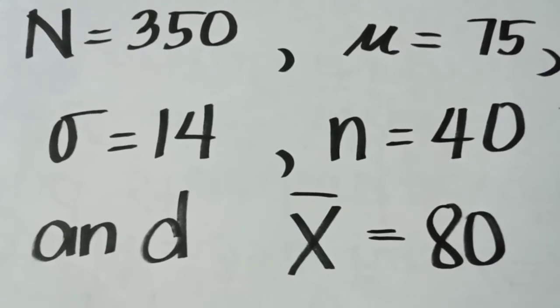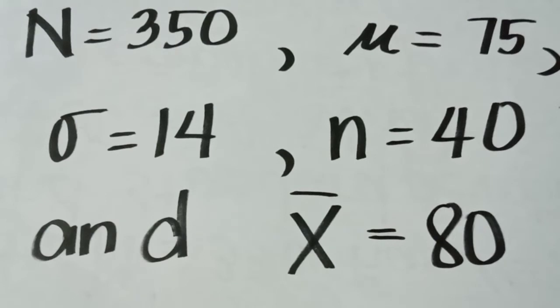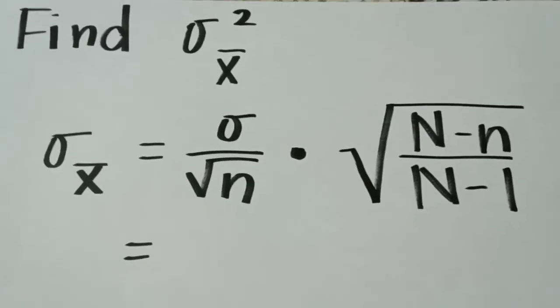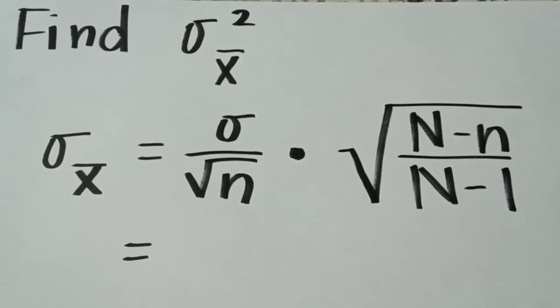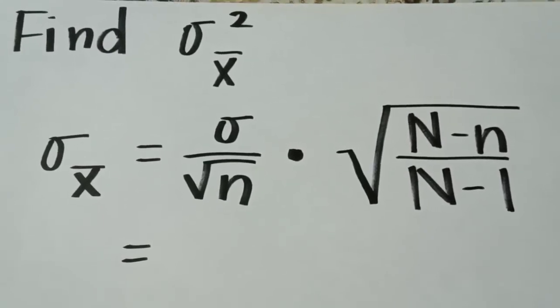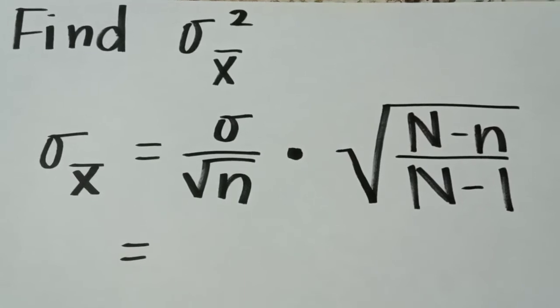In our given problem, our population size is 350, our mean is 75, our standard deviation is 14, our sample size is 40, and the value of x is equal to 80. Okay class, let us first find the standard deviation of the sampling distribution of the sample mean using this given formula. So let us substitute the given values.